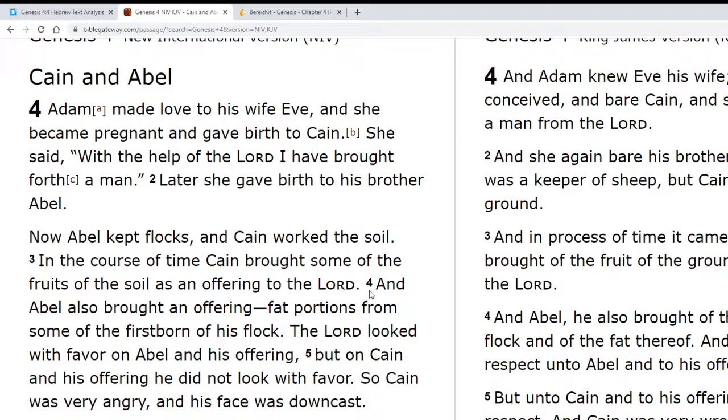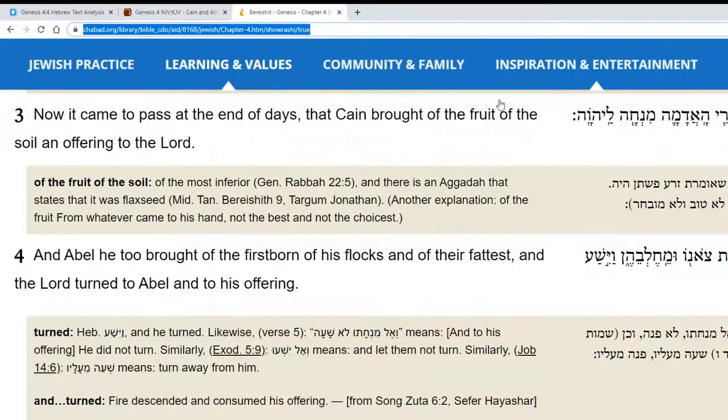Also, how exactly are you going to translate that? Let's see what NIV does with it. And Abel also brought an offering, fat portions from some of the firstborn of his flock. Okay. Chabad: And Abel, he too brought of the firstborn of his flocks and of their fattest. So he's actually, aha, see, I like that.